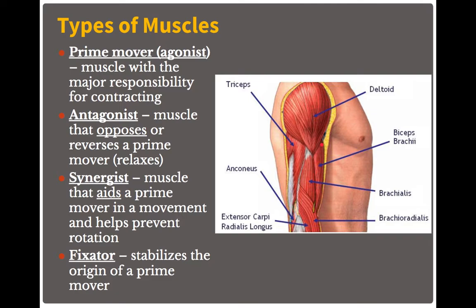Okay, now the synergist and the fixator, those are muscles that aid a prime mover in accomplishing the body movement, and they also help prevent rotation, lateral or medial rotation, unless that's what you want, right? At the same time, they sometimes also act as fixators, where they can stabilize the origin of a prime mover. The origin means that's the place where the prime mover muscle is anchored to the bone lying underneath. So there are two muscles that serve both as synergists and fixators during arm flexion. So let's see if you can identify what those are.